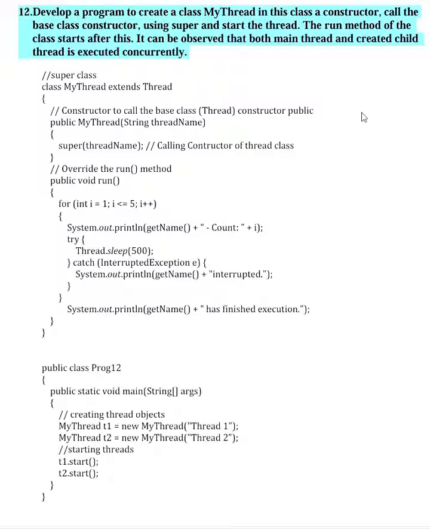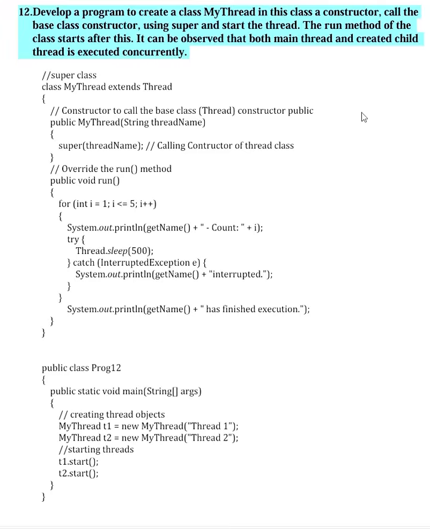public myThread(String threadName). This is a constructor of myThread. It receives the name of the thread as input. And super(threadName) calls the constructor of the Thread class. It sets the name of the thread, for example thread1, thread2. And super is used to access the parent class constructor.